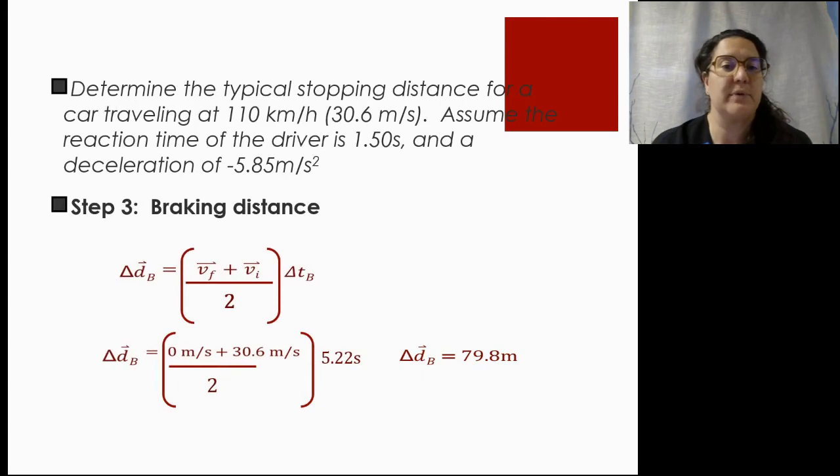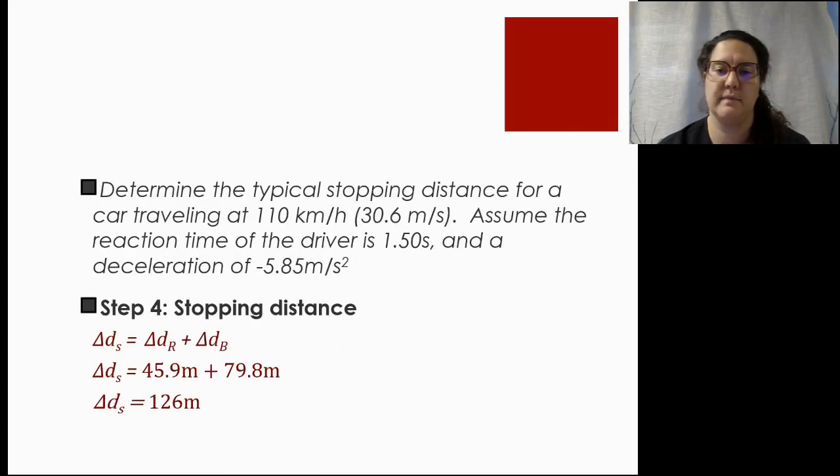We're going to determine the typical stopping distance for that car. So this is once the brakes are applied, we need to now calculate the braking distance. So we're going to take our final velocity of 0, add it to our initial velocity of 30.6 meters per second, divide that by 2, multiply it by our total braking time of 5.22 seconds. Then we get our braking distance of 79.8 meters.